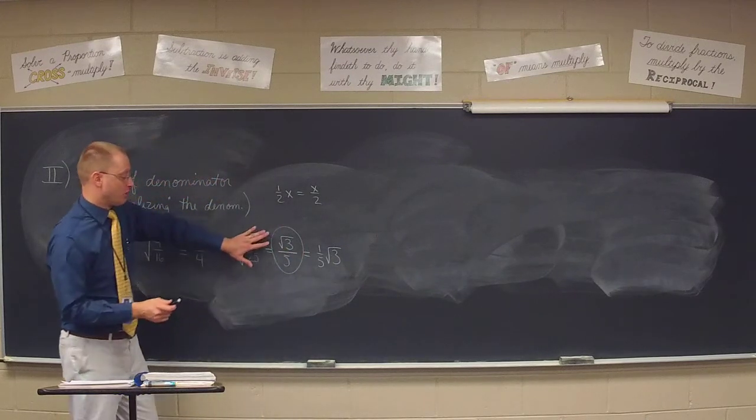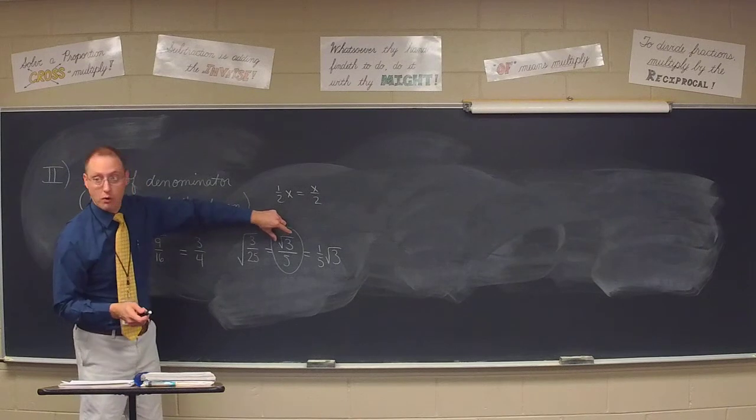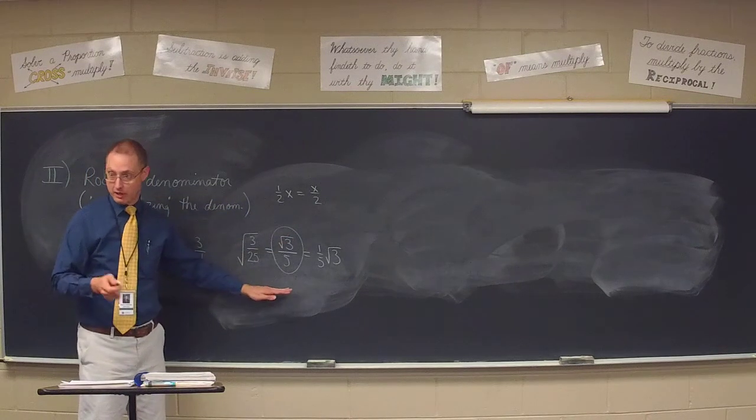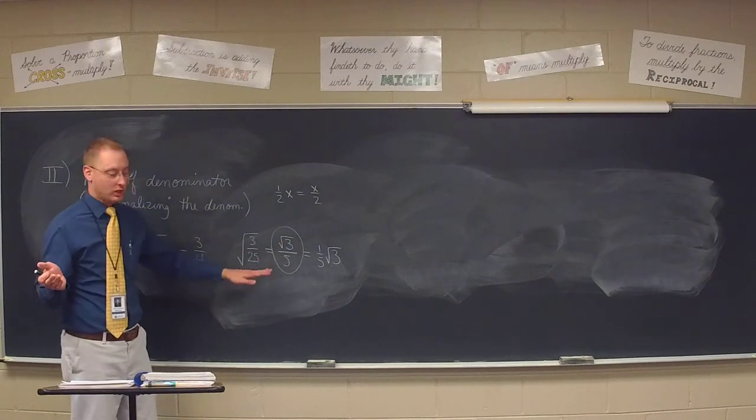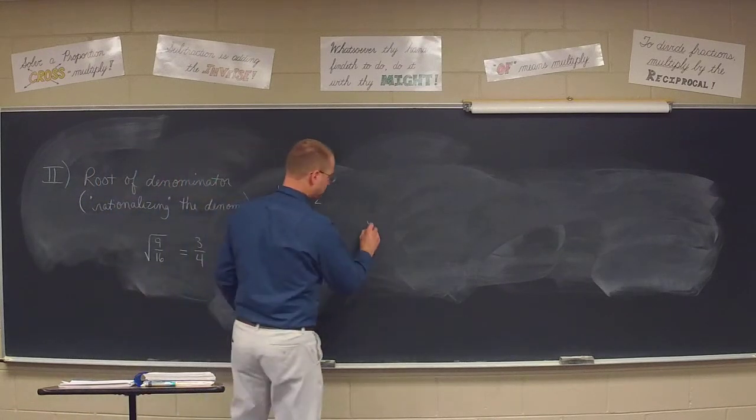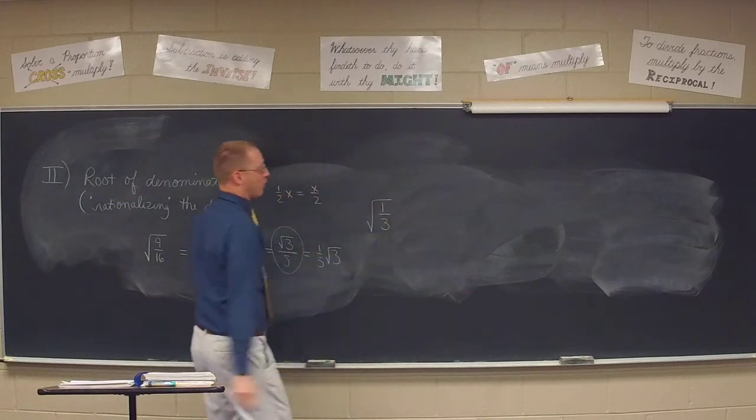I'm typically going to leave it this way, but notice the radical is only over the 3, not the 5 anymore. Does that make sense? So I still rationalize the denominator. Write this example down. The square root of 1/3.